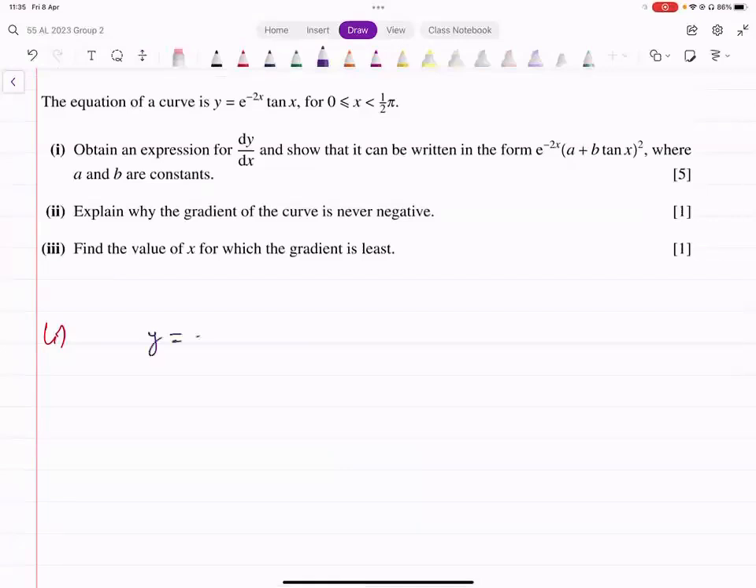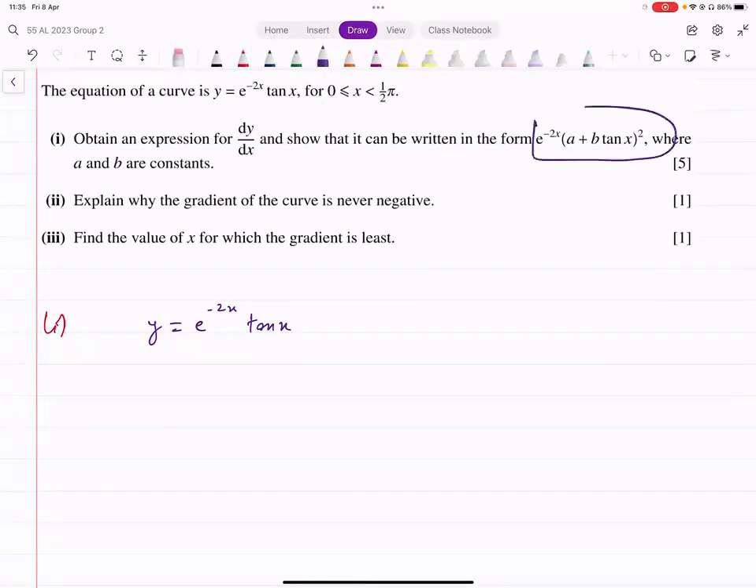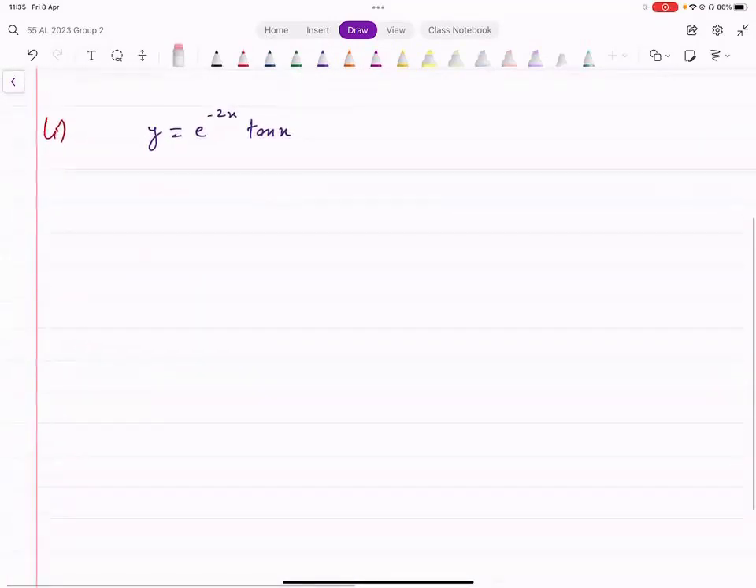Y equals e raised to power minus 2x tan x for x between 0 and pi over 2. We first have to obtain an expression for dy over dx and show that it can be written in this form, where a and b are constant. It's for differentiate karna, dy over dx find karna. Okay, how do we do that? It's a product. We'll have to apply the product rule for this.